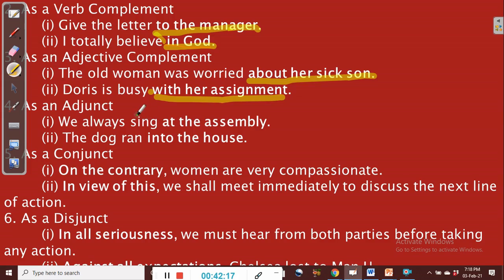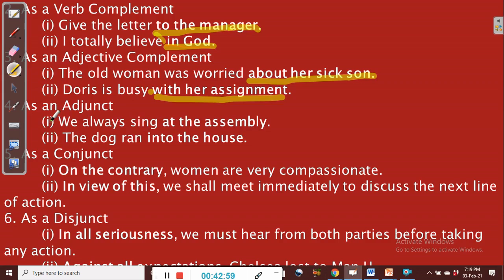Alright? So the word busy is an adjective, and then we need a prepositional phrase functioning as an adverbial phrase to actually complete the meaning of busy, and that is what this prepositional phrase is doing here. Doris is busy with what? With her assignment. So it's an adjective complement here. Alright, so now we can also find a prepositional phrase functioning as an adjunct. Now let's look at it here. Now we always sing at the assembly.